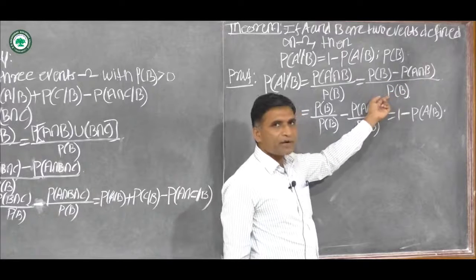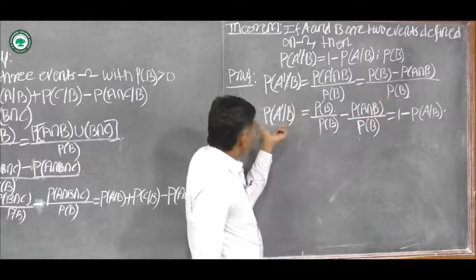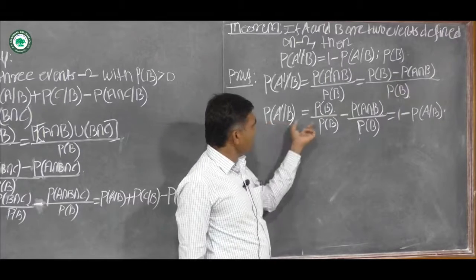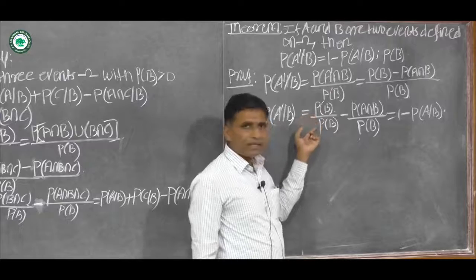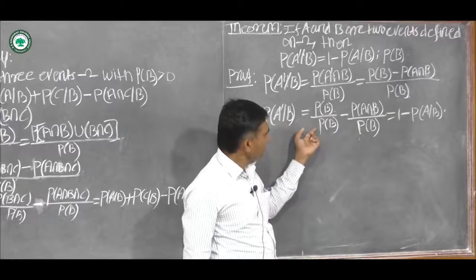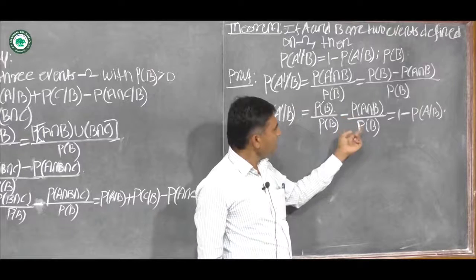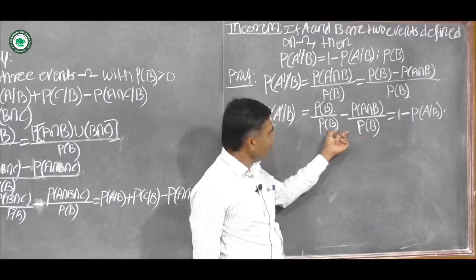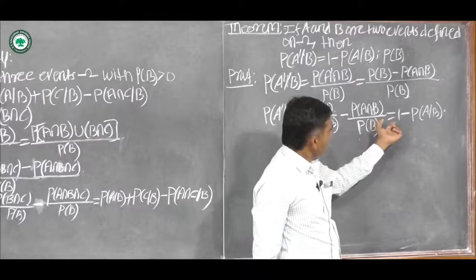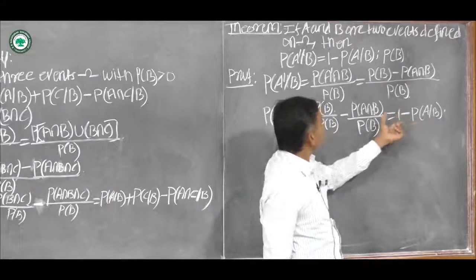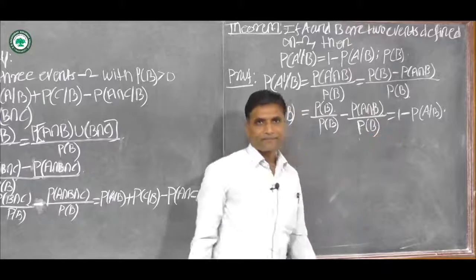Now probability of A dash intersection B is equal to probability of B minus probability of A intersection B. We have probability of A dash given B equal to probability of B upon probability of B minus probability of A intersection B upon probability of B. Then this is equal to 1 minus probability of A given B. Hence the proof of the theorem.